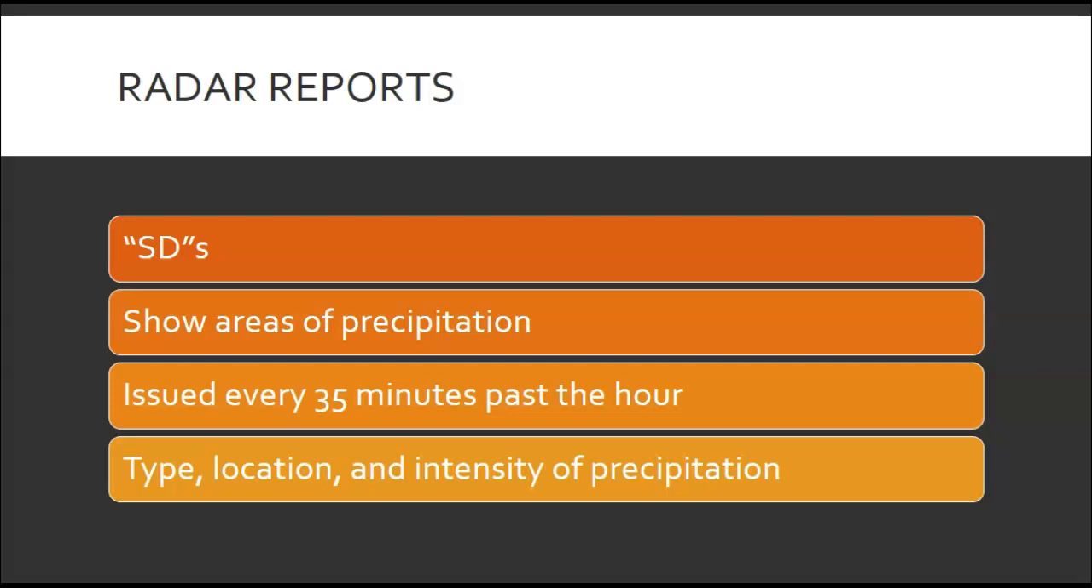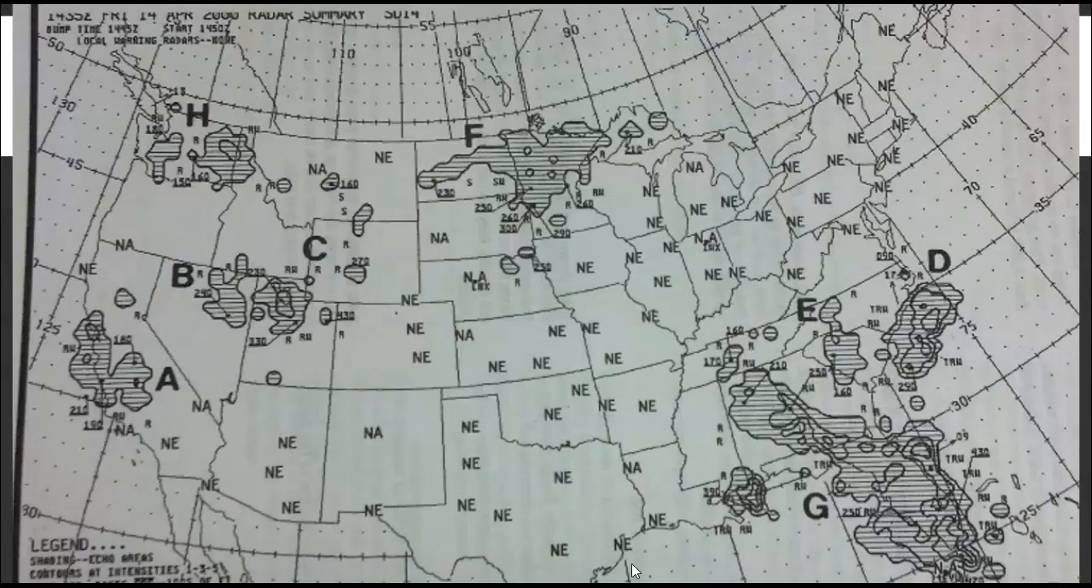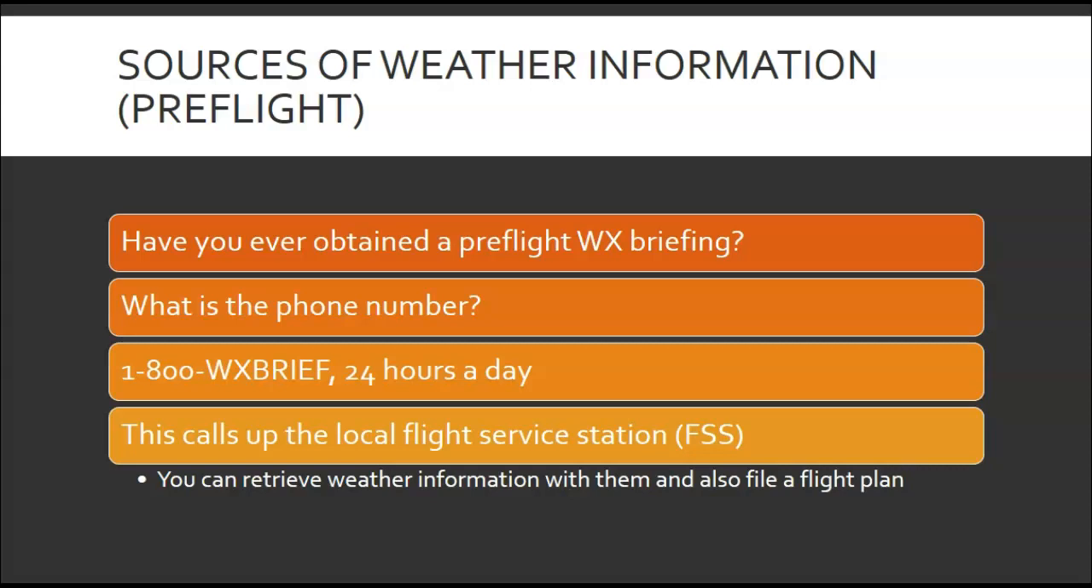SDs stand for radar reports, and radar reports show areas of precipitation. Usually they're issued every 35 minutes past the hour, and it can give you the type, location, and intensity of precipitation. Here is a radar report showing different areas of precipitation and different intensities of that precipitation. There's a legend in the lower left-hand side of the slide that you can't quite see that tells you how to interpret these symbols.